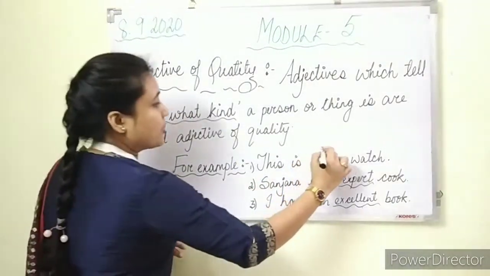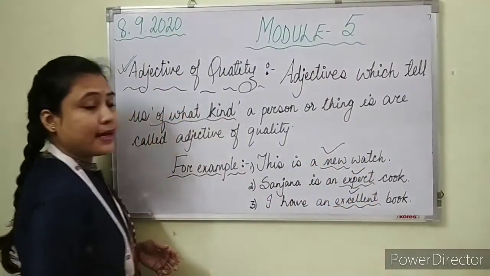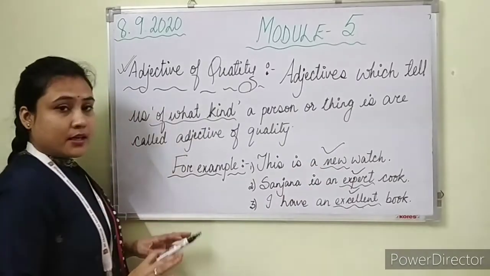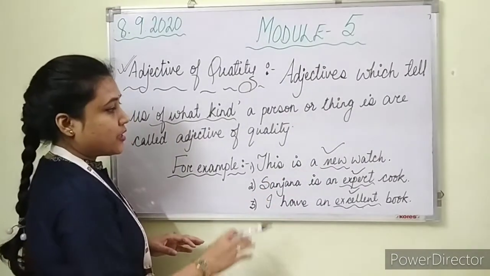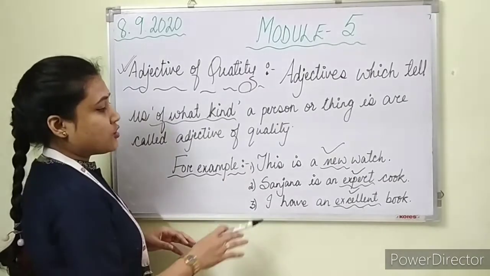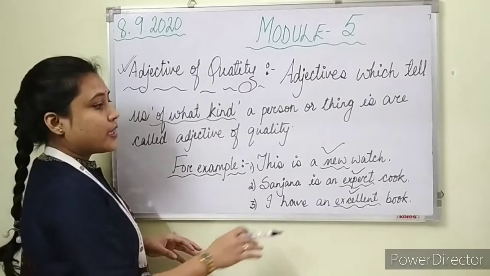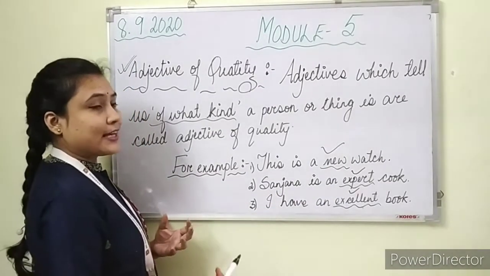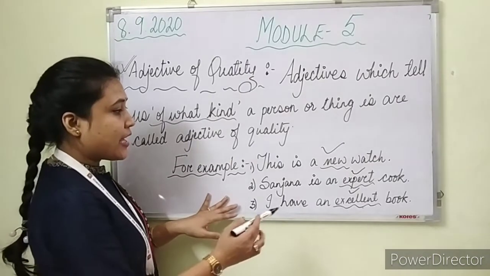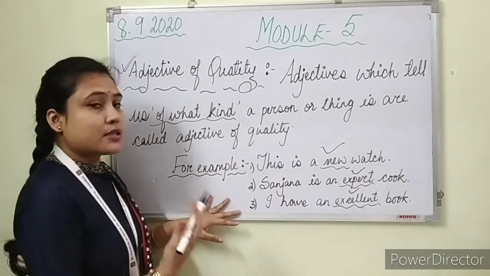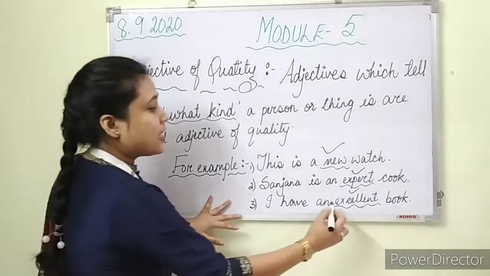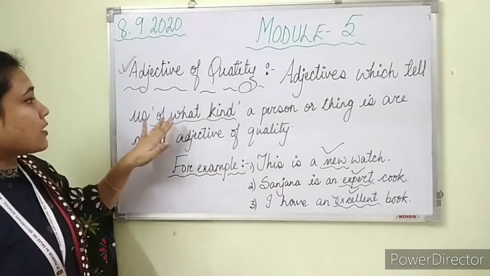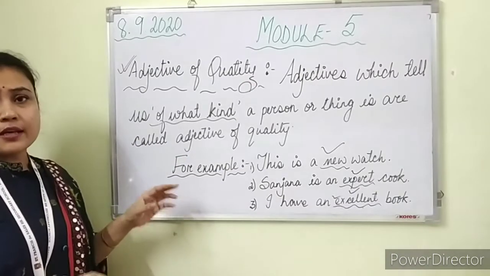So in here the words new, expert and excellent are helping us to know what kind of watch this is. This is a new watch. It helps us to know the quality of the watch. Sanjana is an expert cook. It helps us to know what kind of cook Sanjana is. She is an expert cook. Coming to the third one, I have an excellent book. So in here I'm just telling you what kind of book I have. It's an excellent book. So adjective of quality helps us to know what kind of person or thing it is.